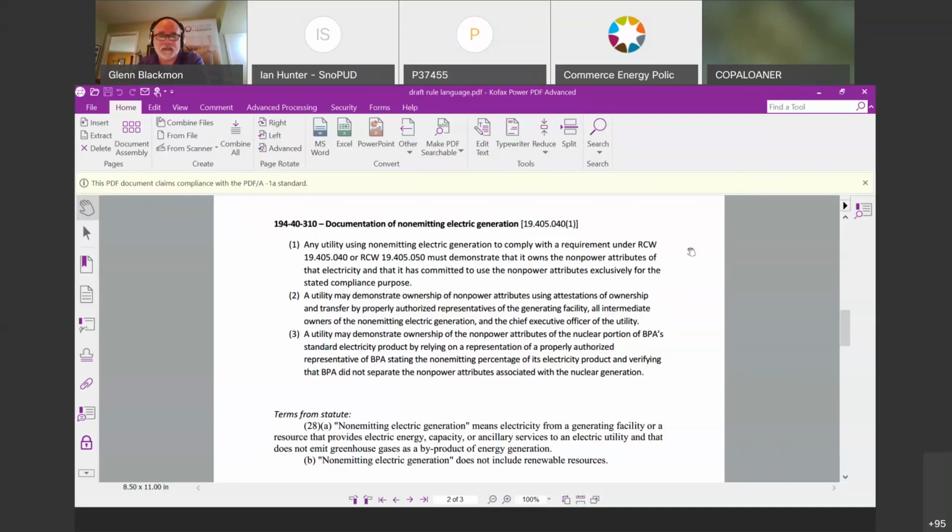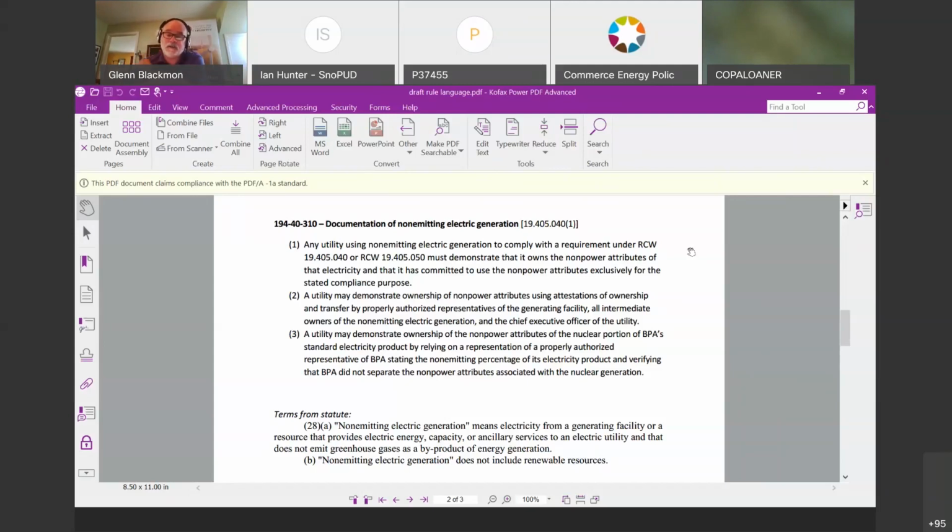These attestations, kind of part of the contracts that demonstrated ownership of the electricity, were used. So this is an attestation-based approach. And one thing that I think makes it easier is that, unlike with that no coal requirement, you're not trying to prove a negative. You're just proving that you have clear title to the attributes of that non-emitting electric generation.